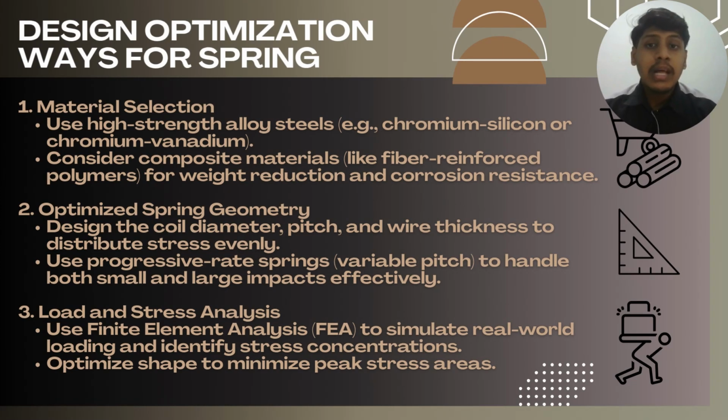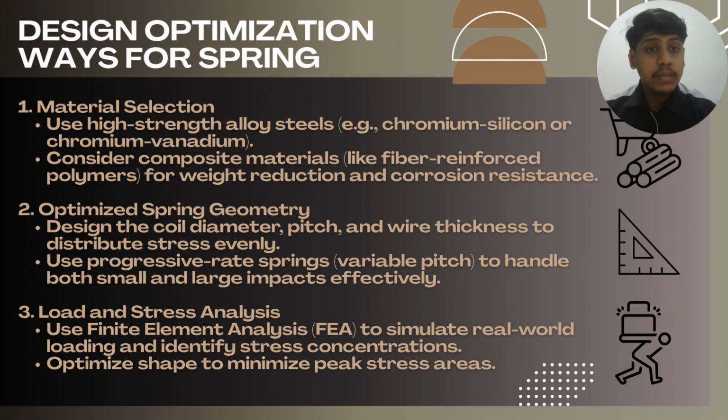So, what are the design optimization ways to improve the spring lifespan? There are three major ways to optimize a spring design. Firstly, material selection. We have to use high strength alloy steels, for example, chromium silicon or chromium vanadium. Consider composite materials like fiber reinforced polymers for weight reduction and corrosion resistance.